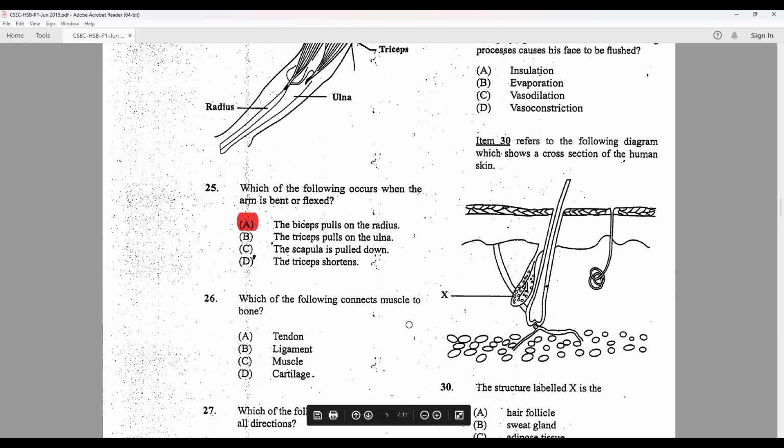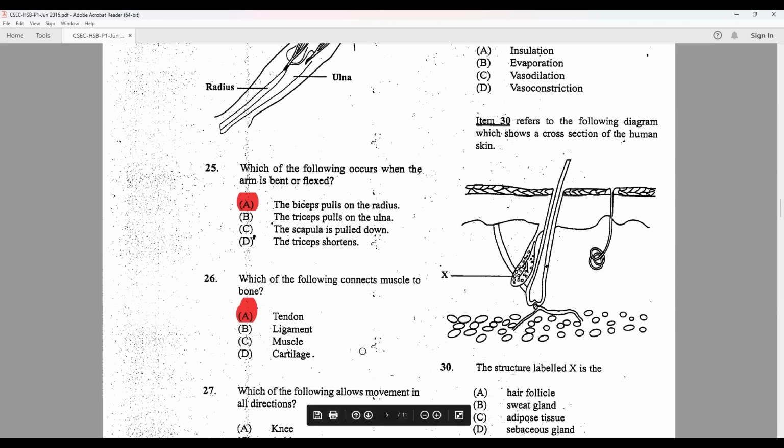26, which of the following connects muscle to bone? Instantly that has jumped out as the tendon. The ligament connects bone to bone, muscle is muscle, and cartilage is in between bones at joints.